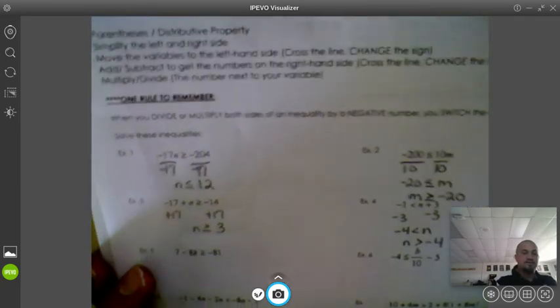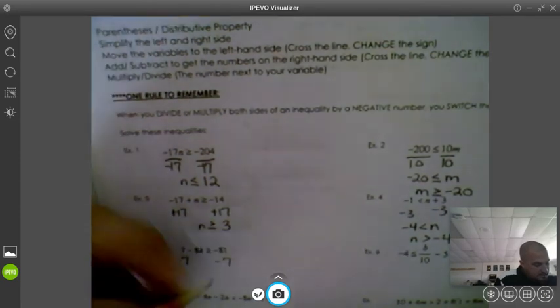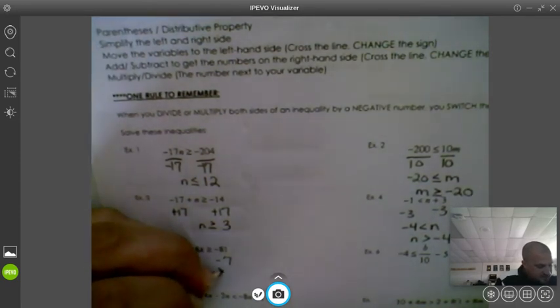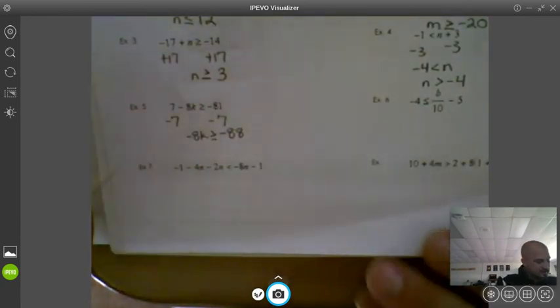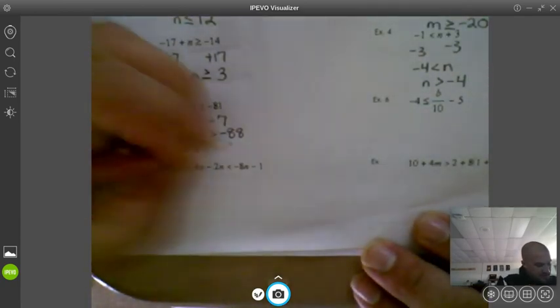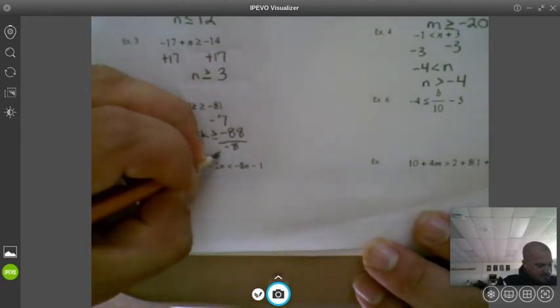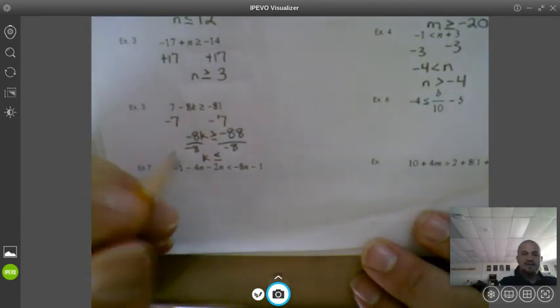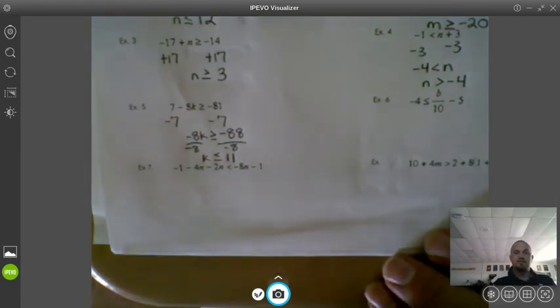Good, example 5. We are going to subtract the 7 to the right side. We get negative 8k is greater than or equal to negative 88. And then we want to divide by negative 8 here. Let me get where you can see this again. We want to divide by negative 8. When we divide by a negative, remember, we're going to flip the sign. So k is now, instead of greater than or equal to, it's going to be less than or equal to. Negative 88 divided by negative 8 is 11. And so we get k is less than or equal to 11.